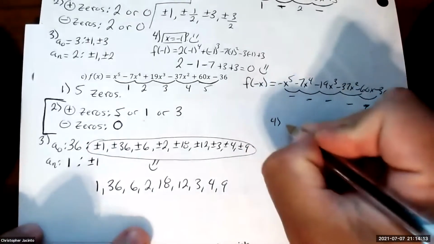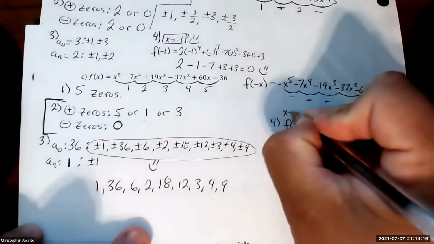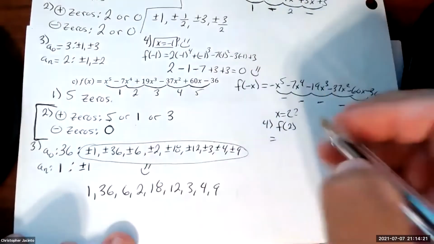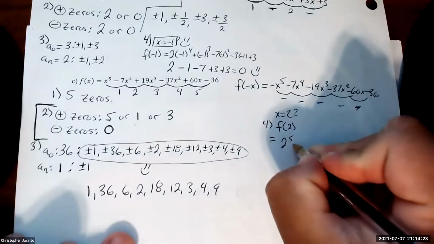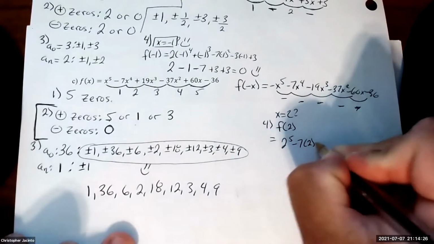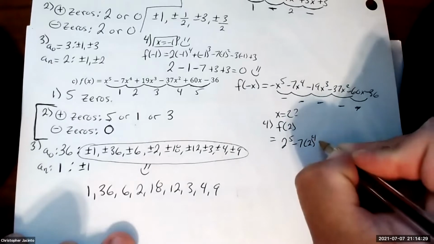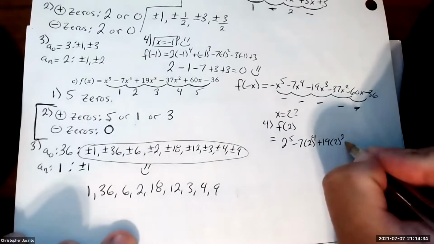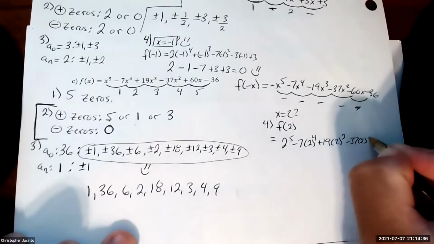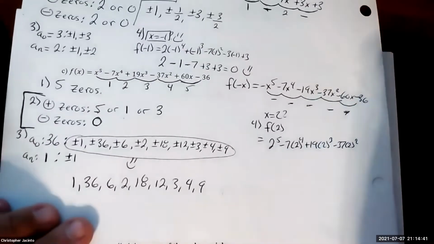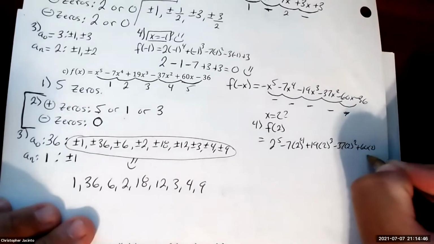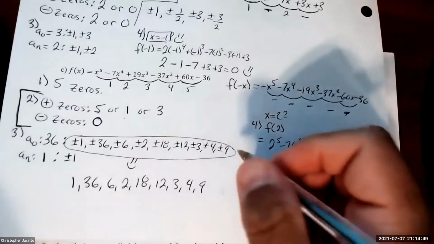So step 4, let's see. So f of 2, right? We're going to figure out x equals 2. Does it work? So let's plug it right into here. So it'll be 2 to the 5th minus 7 times 2 to the 4th plus 19 times 2 to the 3rd minus 37 times 2 squared plus 60 times 2 minus 36. Let's see what we get here.